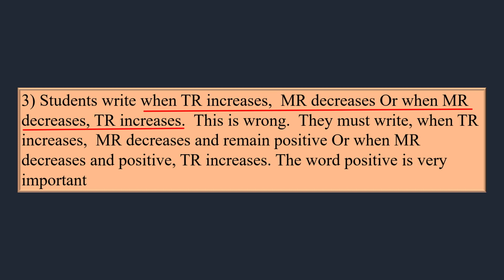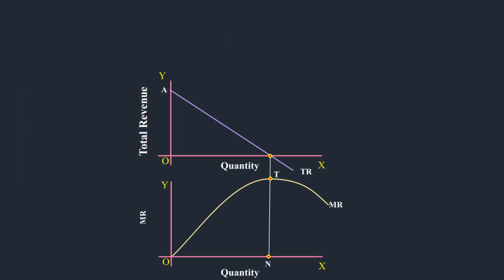3. Students write when total revenue increases, marginal revenue decreases, or when marginal revenue decreases, total revenue increases. This is wrong. They must write when total revenue increases, marginal revenue decreases and remain positive, or when marginal revenue decreases and positive, total revenue increases. The word positive is very important.